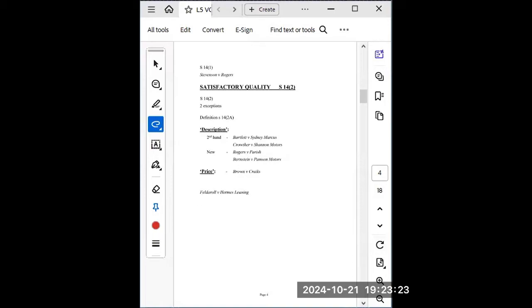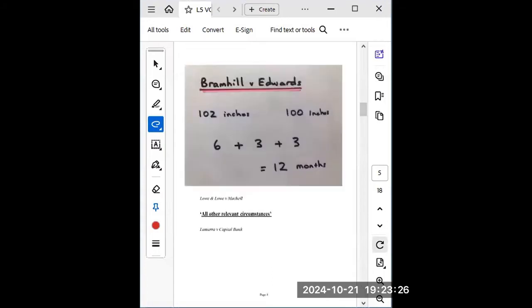Now, we also looked at the very odd case of Bramhill against Edwards. The buyer bought a US motorhome. It was 102 inches wide, but the maximum permitted by UK regulations is 100 inches. The buyer used this motorhome for 6 months, and then for some crazy reason, he decided that he would measure it. And then he found out it was 102 inches wide.